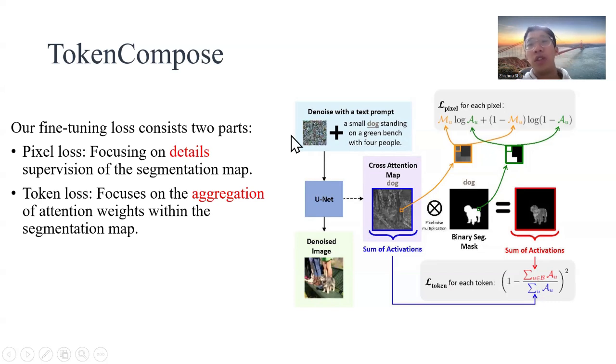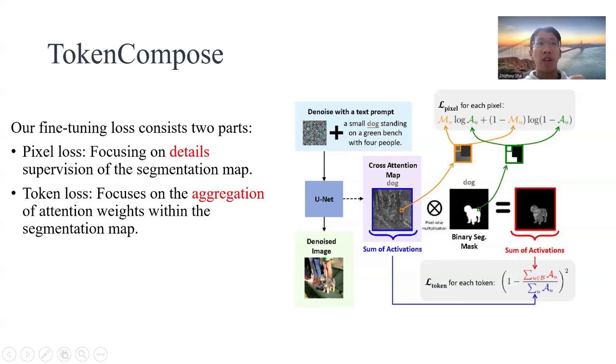We dive deeper into the fine-tuning process. This is a fine-tuning step. In this step, for example, if we want to improve the attention map of the dog, we pass the noisy image and the text prompt through the UNet, and we extract the cross-attention map of the dog. Then we have a ground truth, which is the binary segmentation mask. For the pixel loss, we just apply the binary classification loss between the cross-attention map and the ground truth, and we get the pixel loss. This focuses on the detailed supervision of the cross-attention map.